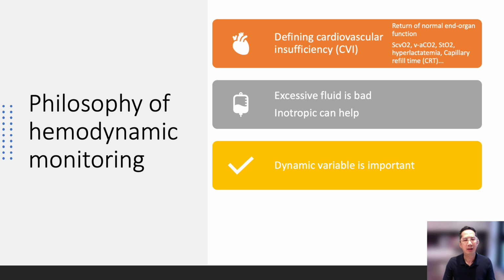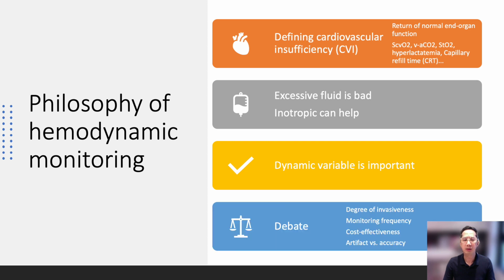But how can we help this? Is to use the dynamic variable instead of static variable, and there is some debate, such as degree of invasiveness, the frequency of monitoring, and how to balance cost effectiveness, artifact, and accuracy.